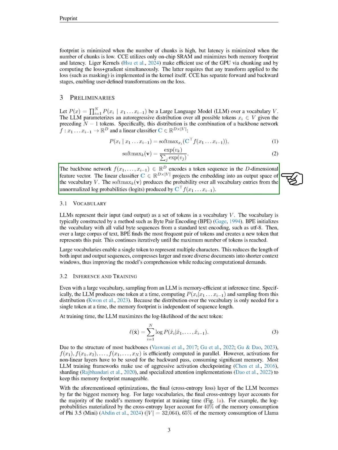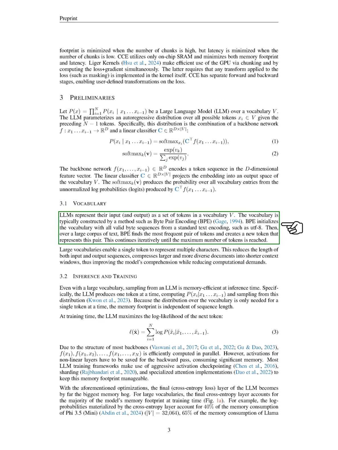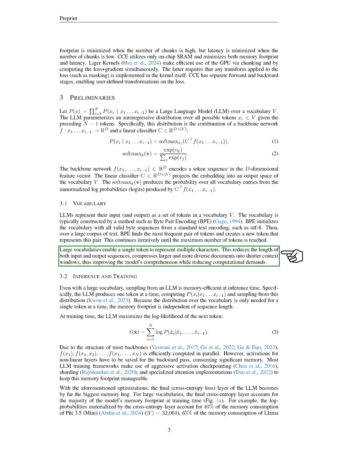Section: Vocabulary. In this section, we discuss how large language models, LLMs, handle vocabulary. LLMs represent their inputs and outputs as tokens from a vocabulary, which we typically create using a method called byte pair encoding, BPE. BPE starts with all valid byte sequences from a standard text encoding, like UTF-8, and then identifies the most common pairs of tokens in a large text corpus to create new tokens. This process continues until we reach a set limit on the number of tokens.